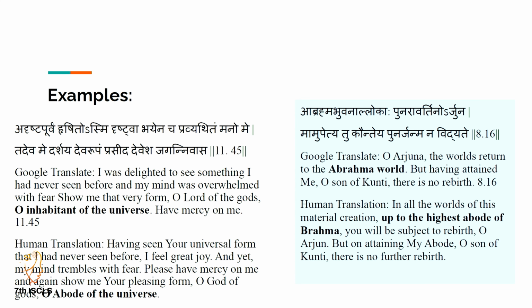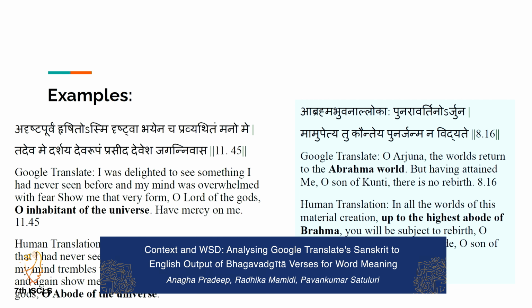So this was one example. Adrishta purvam hrushitosmi drishtva bhayena cha pravyathitam mano me tadeva me darshaya deva rupam prasida devesha jagannivasa. The word jagannivasa is a compound, and this was translated by Google as O inhabitant of the universe. Jagannivasa can either mean inhabitant of the universe or the one in whom the world resides. We wanted the second sense. We can see in the human translation, O abode of the universe. That is the sense we wanted, but Google Translate did not recognize that.